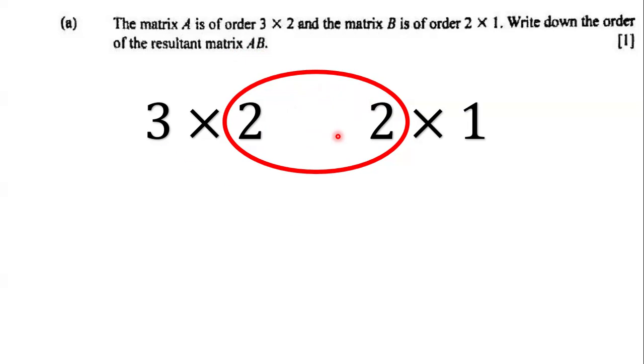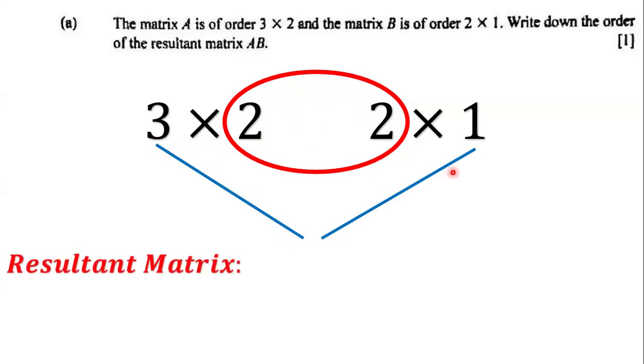Well, the resultant matrix that we're going to get is a matrix of order 3 by 1. So the resultant matrix will have the order 3 by 1. That's the order of the resultant matrix, 3 by 1. We don't have enough to know what the entries are going to be, but the order of the resultant matrix is definitely 3 by 1.